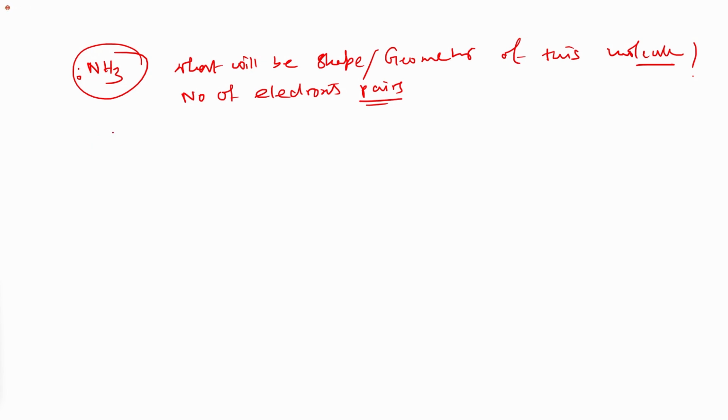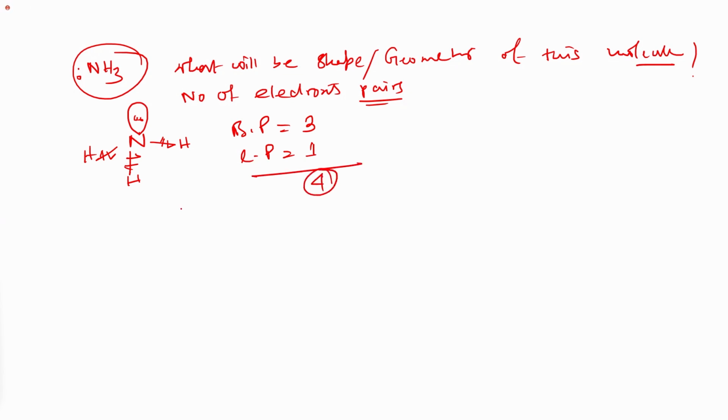So again you go to the Lewis dot structure. This is the lone pair, and here there will be the 3 N-H bonds, with the hydrogens. If you clearly see, this is a bonded electron pair, this is a bonded electron pair, this is a bonded electron pair. So the total number of bonded electron pairs equals 3, but the lone pair equals 1.